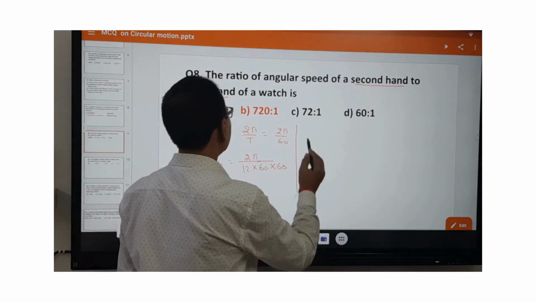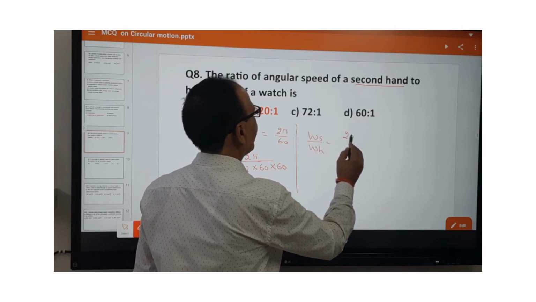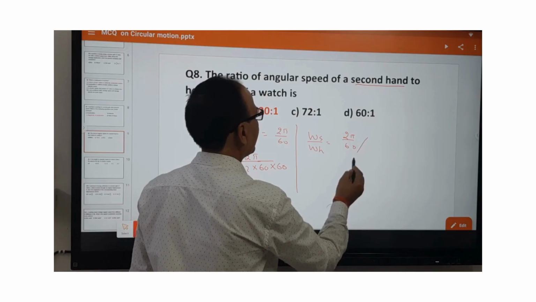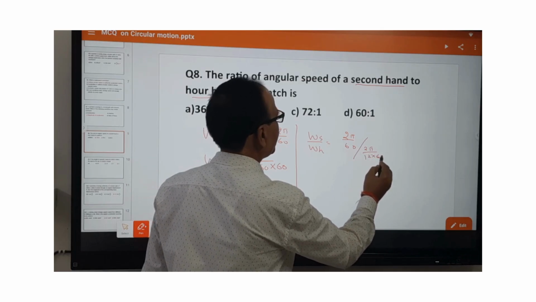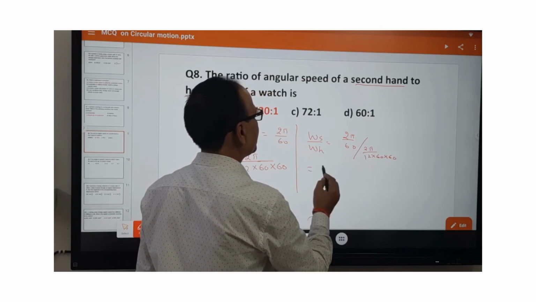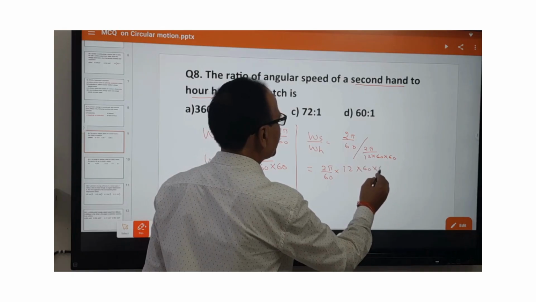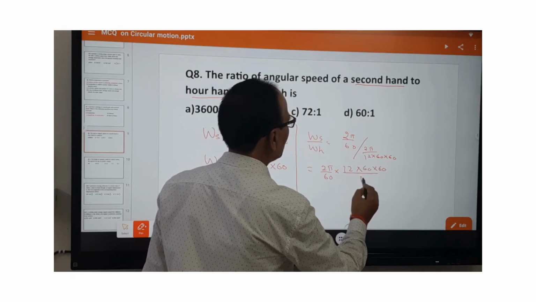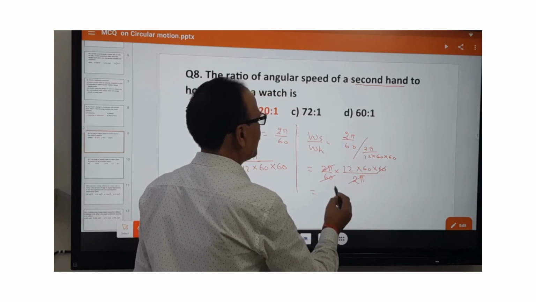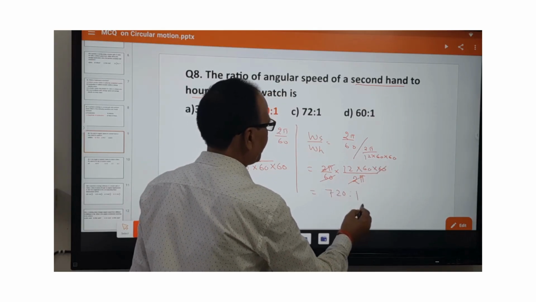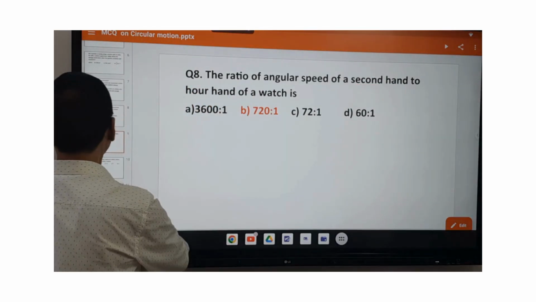Now the ratio ωs upon ωh is equal to 2 pi upon 60 divided by 2 pi upon 12 into 60 into 60. So this is 2 pi upon 60 into 12 into 60 into 60 upon 2 pi. So 60 cancels out, 2 pi cancels out. This is 720 ratio 1. This is our correct option. Next question.